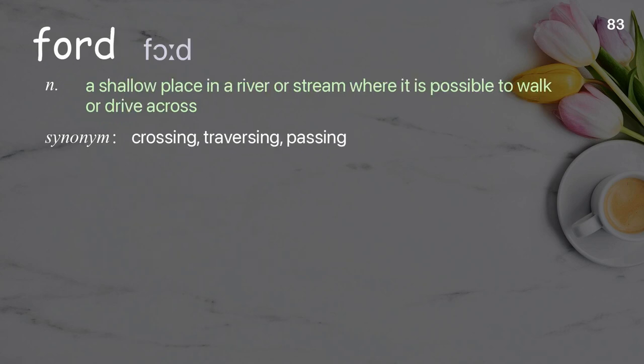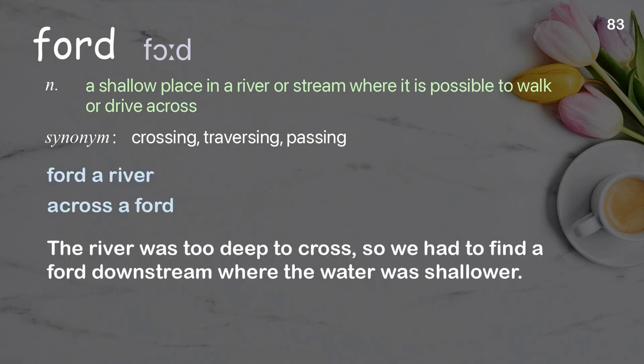Ford: a shallow place in a river or stream where it is possible to walk or drive across. Examples: ford a river, across a ford. The river was too deep to cross, so we had to find a ford downstream where the water was shallower.